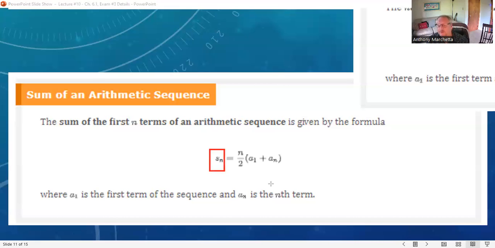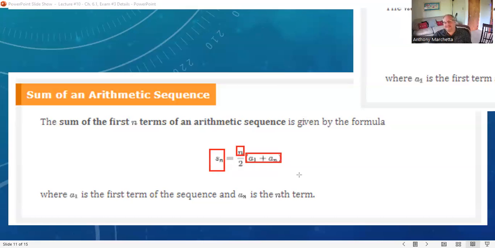S sub n, which is the sum of the first n terms. What is the sum of the first 14 terms? That's S sub 14, okay? That would be 14, which is whatever n is, of course, over 2 times the first term plus the nth term.